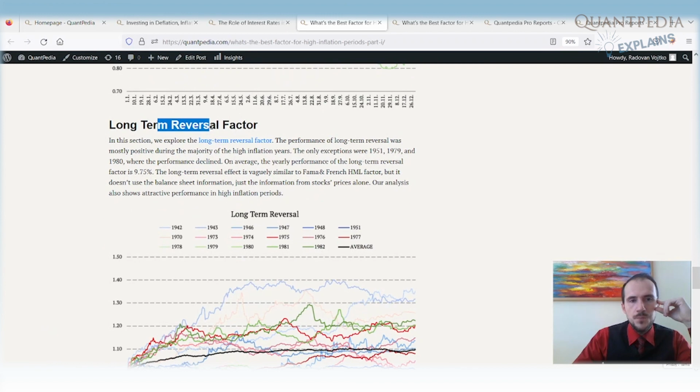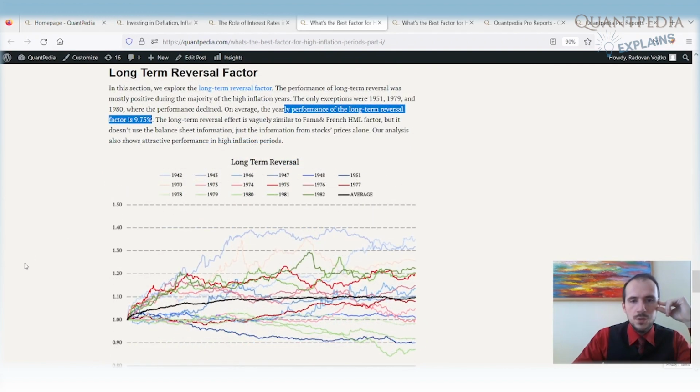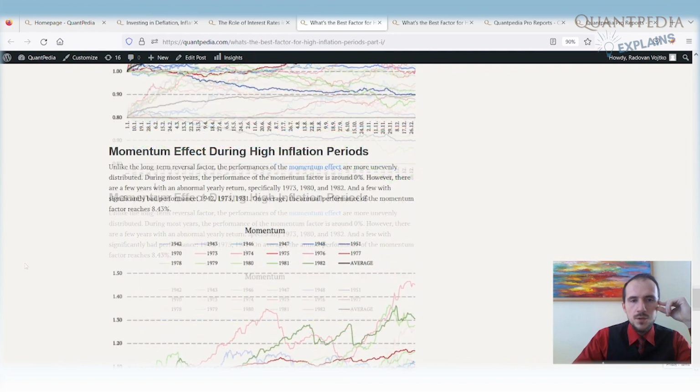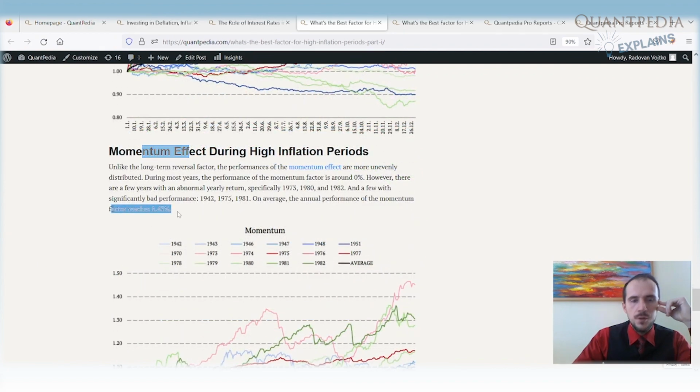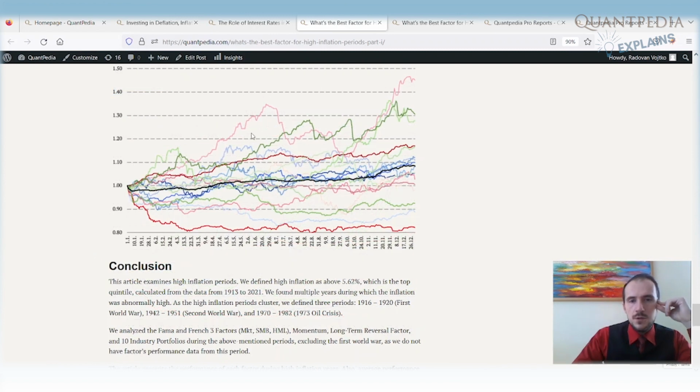The long-term reversal factor is also one of the Fama-French factors. The yearly performance of the long-term reversal factor is again 10%. It's a factor which is very similar to value stocks, so that's also an interesting performance. And what is the performance of momentum? The momentum factor also has significantly positive performance. These are the results of the basic portfolios and the factor portfolios.